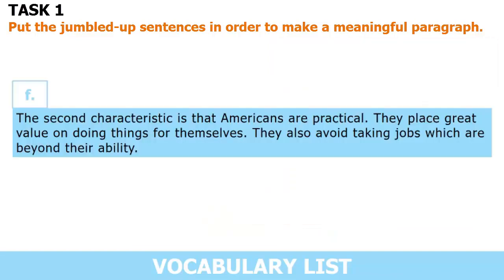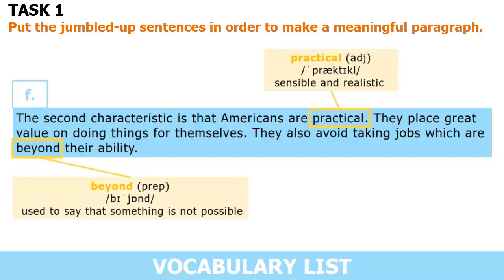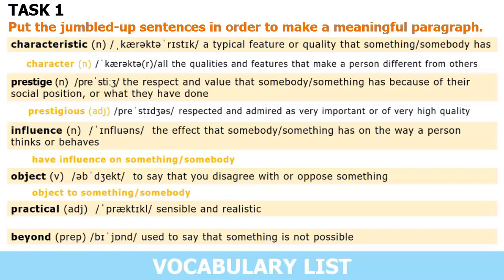In the last part, can you guess the meaning of the word practical? It is sensible and realistic. In Vietnamese, it means thực tế. The second word is beyond. It's a preposition used to say that something is not possible. The Vietnamese meaning is vượt quá, không thể. Okay, we've gone through some new words. Now, 3 minutes for you to copy down.